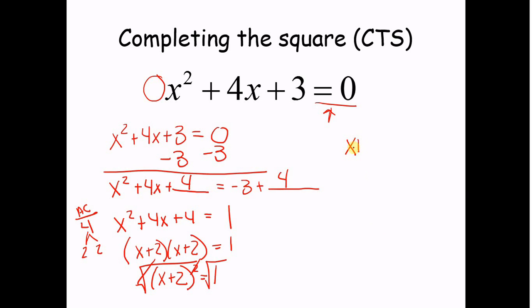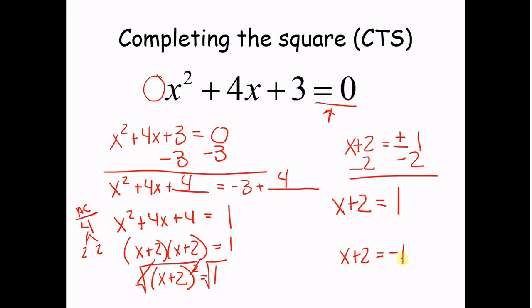So we're going to have x plus 2 equals the square root of 1, which is 1. So we're going to get plus or minus 1. Remember that plus or minus, okay? Now, we need to subtract 2. But don't go fast on this. We technically have x plus 2 equals 1, and x plus 2 equals negative 1, because of that positive and negative right there, right?